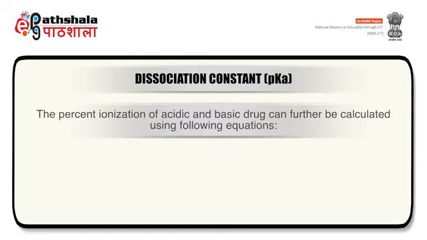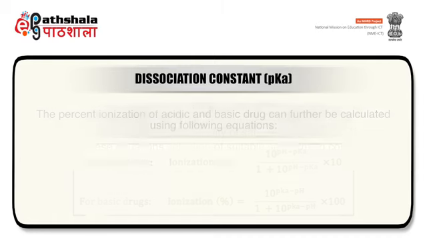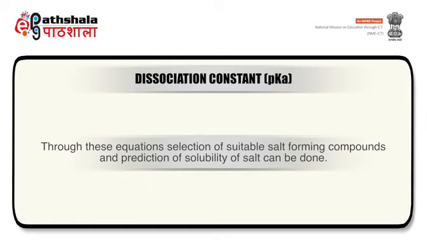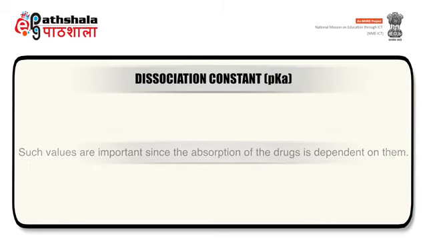The percent ionization of acidic and basic drugs can further be calculated using the following equations. For acidic drugs, the equation is shown, and for basic drugs, the equation is shown. Through these equations, selection of suitable salt-forming compounds and prediction of solubility of salt can be done. These equations also depict the ionization of a drug at any pH value. Such values are important since the absorption of the drug is dependent on them.